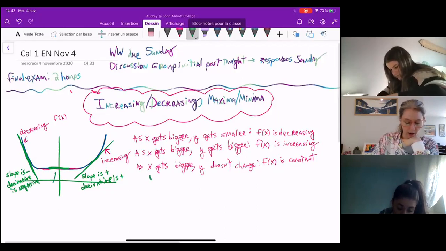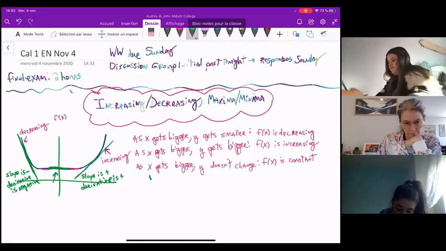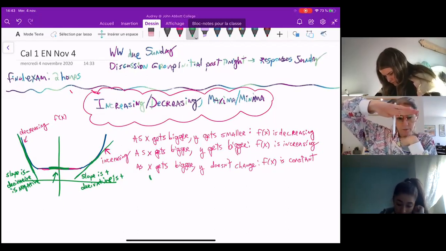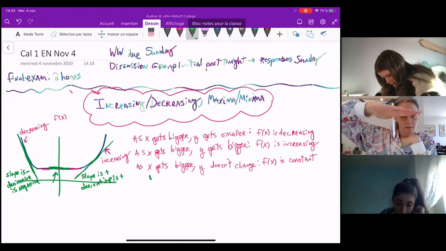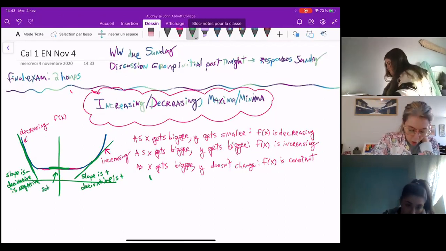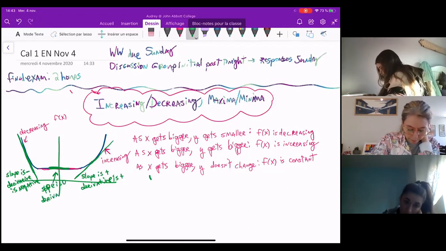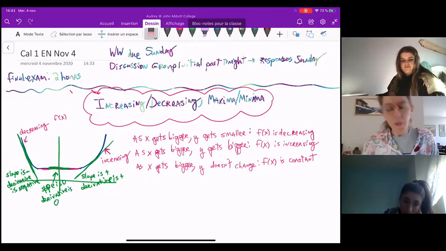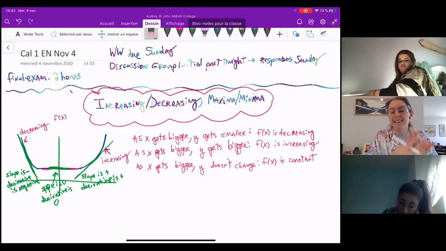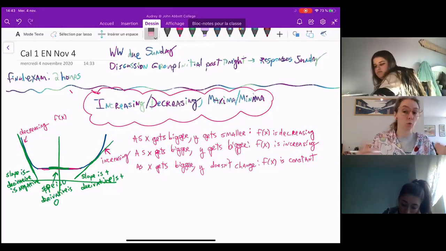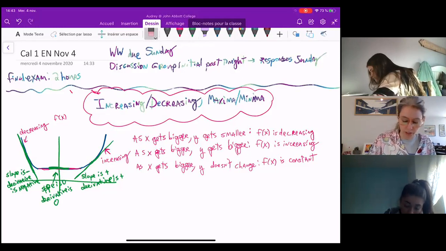And what about here where it's constant? If I draw my tangent line there, what's the slope of that tangent line? That tangent line is horizontal. What's the slope of a horizontal line? You got it, 0. So here, the slope is 0, so the derivative is 0. So in other words, there's this relationship between the sign of the derivative, is it positive or is it negative, and whether or not the original function is increasing or decreasing.